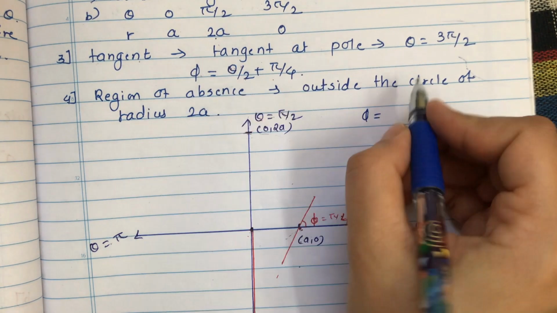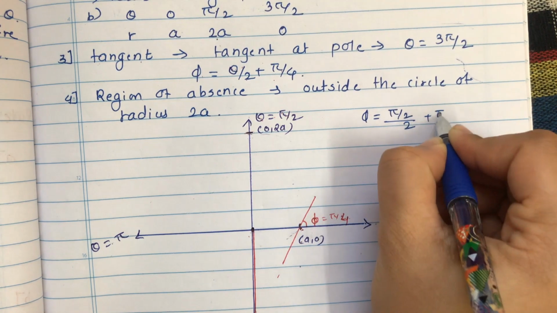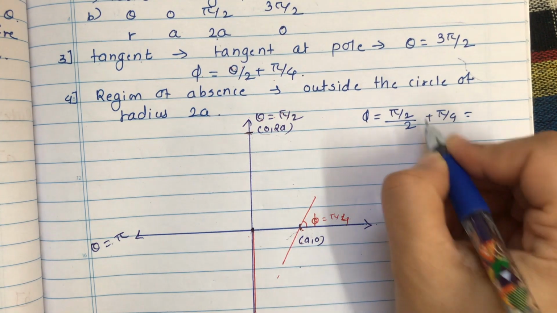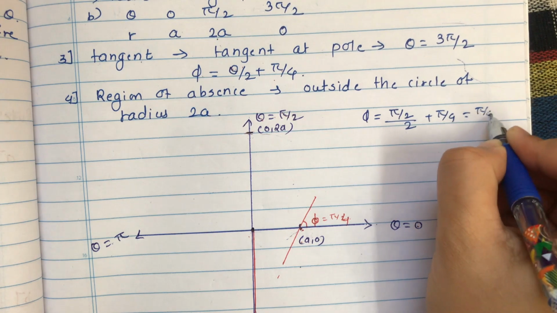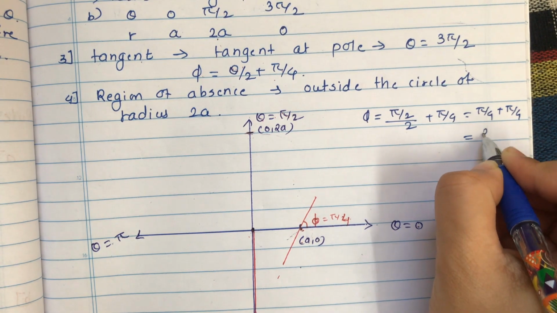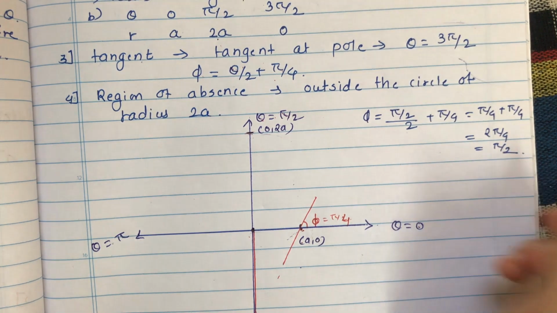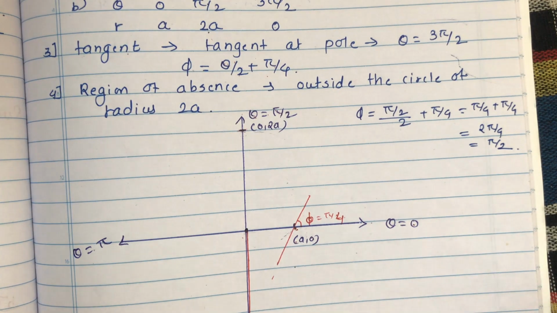Phi is equal to theta is equal to pi by 2, so pi by 2 divided by 2 plus pi by 4, which is equal to pi by 4 plus pi by 4, which is equal to 2 pi by 4, which is equal to pi by 2, right?